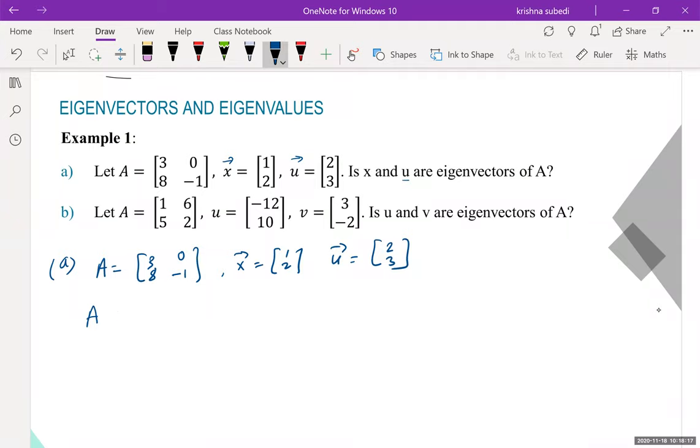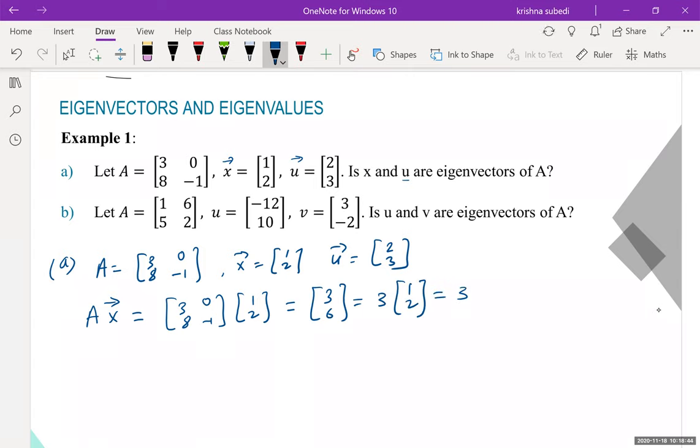Let's look at the transformation, okay? What happens when I multiply that vector with matrix A? If I multiply these two, the matrix with rows (3, 8) and (0, -1) and the vector (1, 2), you're going to get (3, 6), which means 3 times (1, 2). So that means 3 times X. In this case, AX equals 3X, and this 3 is called the eigenvalue.